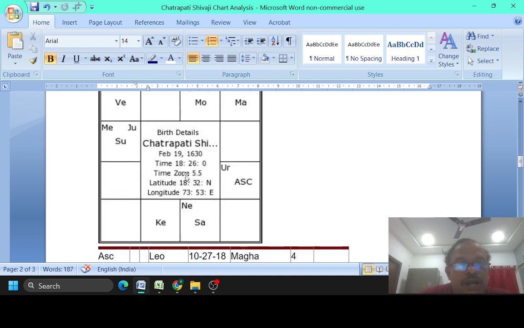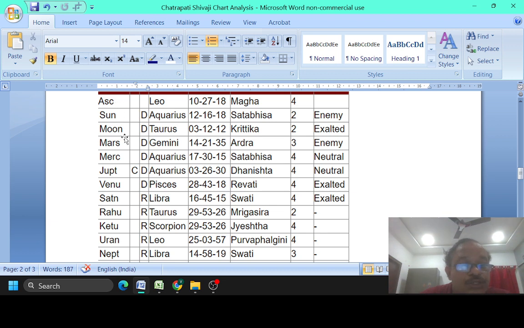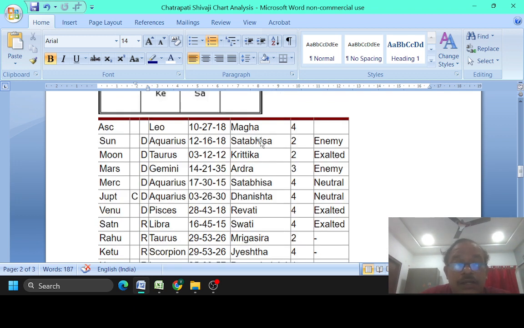So if you look at his planetary positions, the table is given here. The first column is the planet, then the house or zodiac sign. They have also mentioned the latitude, the angle at which each planet is positioned, then the nakshatra placement and the pada, and of course the last column gives the nature of the compatibility.